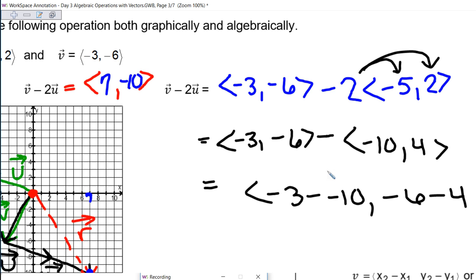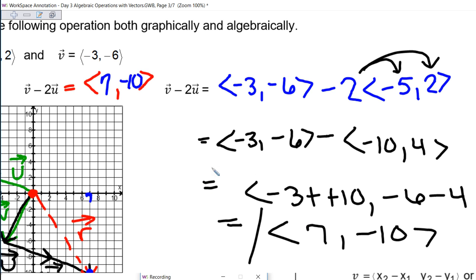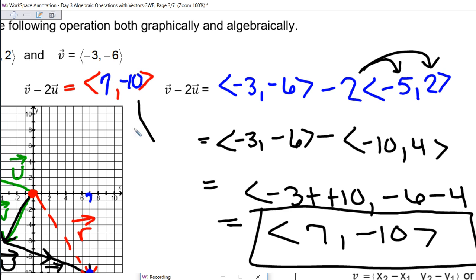Now, I'll just write it out this first time so you can see what's happening. So it's negative 3 minus negative 10. Same thing for the y's. Negative 6 minus 4. And when I subtract a negative, that changes to addition. So 10 minus 3 is 7, and negative 6 minus 4, negative 10. So there's our component form algebraically. And how does it compare to geometrically? It's the same. So you should get the correct or the same answer either way.